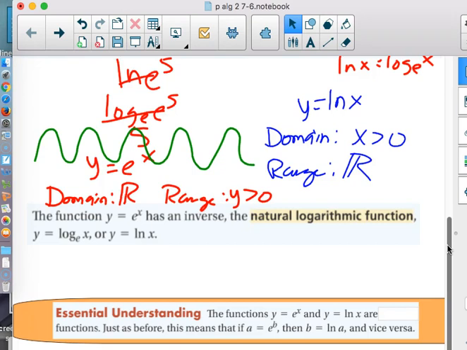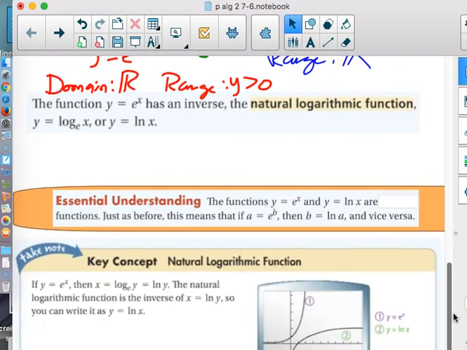So this one says, remember, y equals ln of x is really logarithm base e of x. So we need to get rid of it with a snail shell. That's what we're going to do. Essential understanding is the functions y equals e to the x and y equals ln of x. Those are definitely inverse functions. And just as before, that means if we have one, we undo it by doing another. That's just what we do. So away we go. Got a little graph down here to peek at.